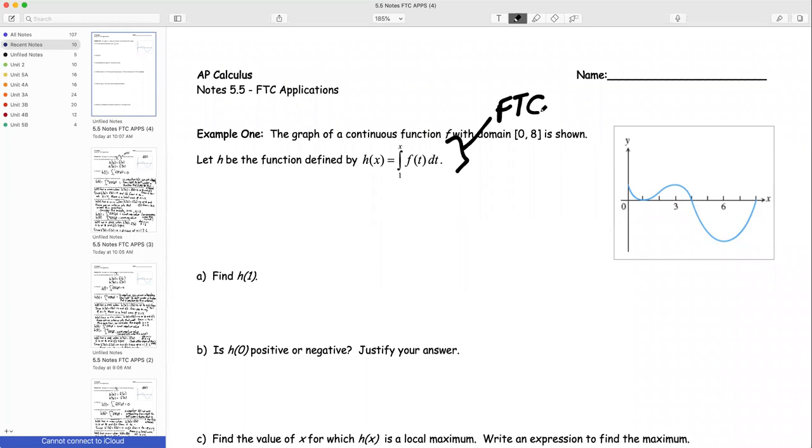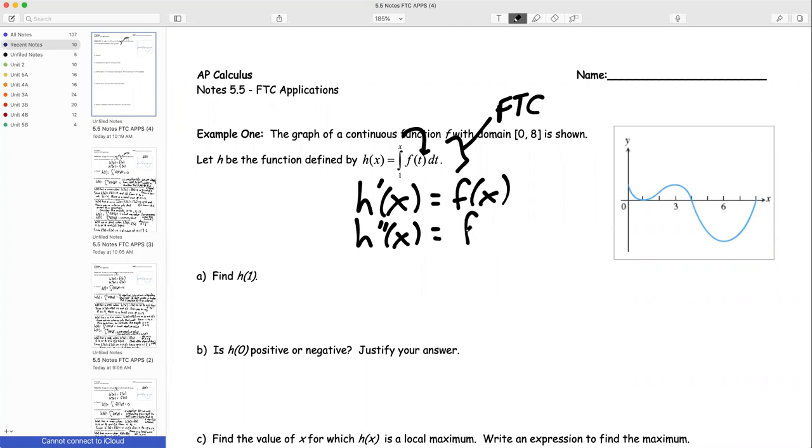And the key to working these is to write down the key. Because of the fundamental theorem, I can say that h prime of x is equal to f of x. I take the x and I plug it in, and I multiply by the derivative of the bound. And if this is true, I can say that h double prime of x equals f prime of x.